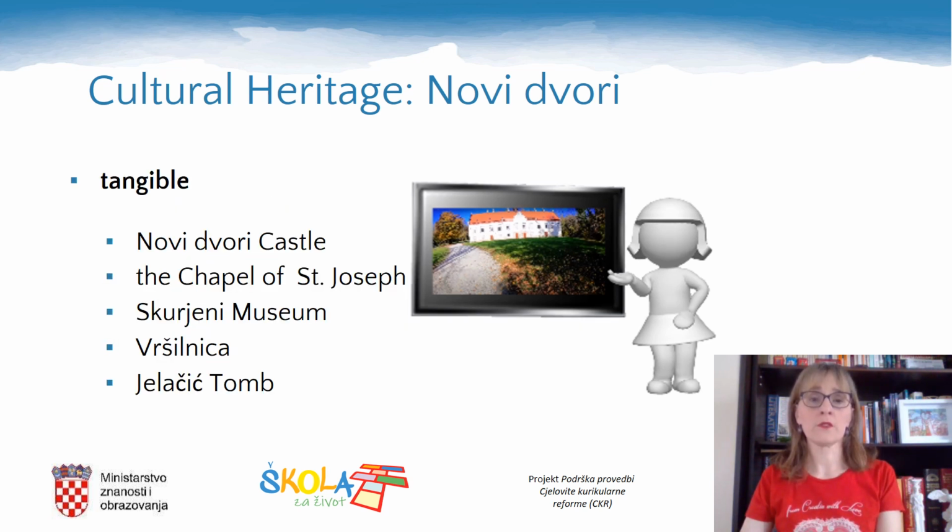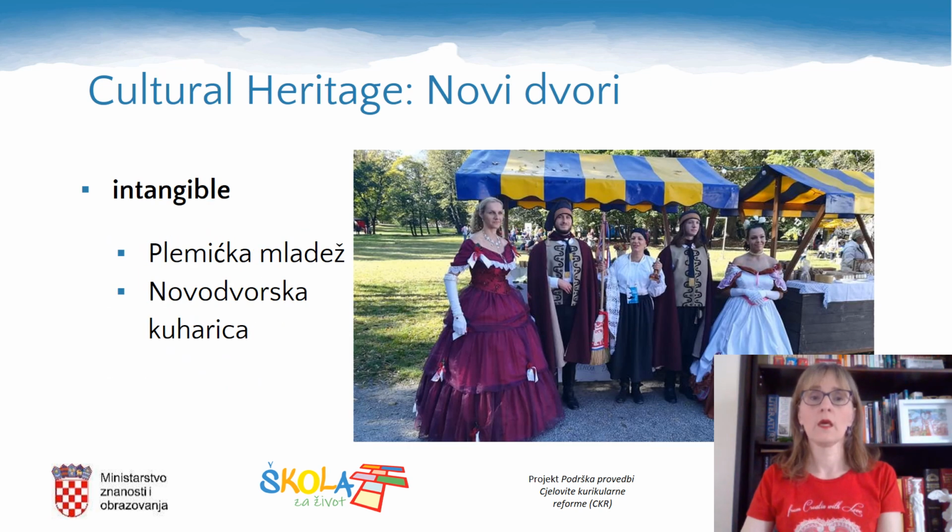These are examples of tangible cultural heritage mentioned in the video. Novi Dvori Castle, the Chapel of St. Joseph, Skurieni Museum, the Širnica, and Jelačić tomb. If you happen to visit Novi Dvori one day, you will also learn about its intangible cultural heritage, like the dishes prepared in Novi Dvori Castle, as well as about traditional costumes and ballroom dancing from the time of Ban Josip Jelačić.